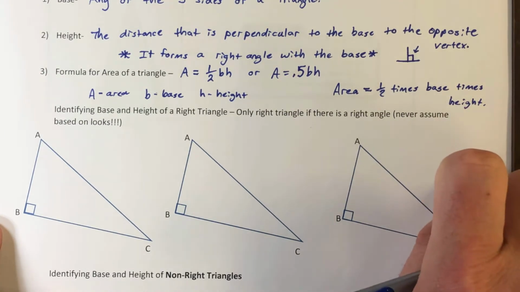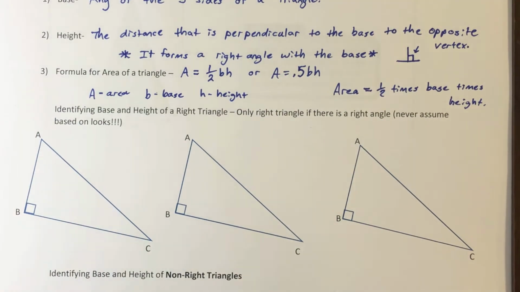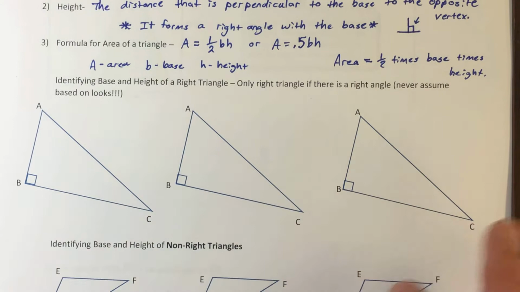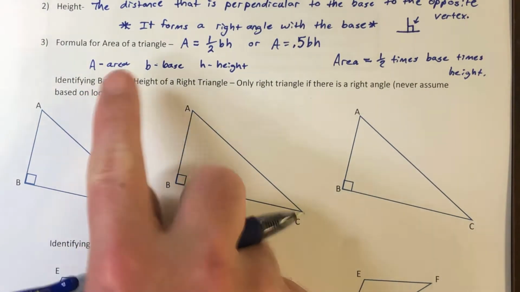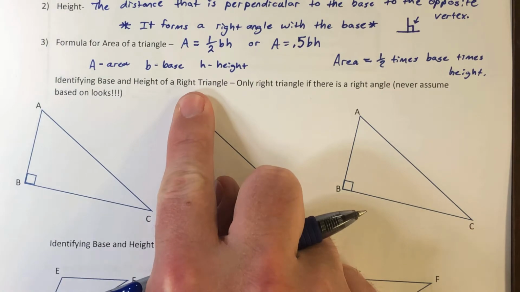All right, so first, before we can start using formulas, we have to be able to identify a base and height of a triangle. You might be like, oh, it should be easy. No, not actually. A lot of people have difficulty finding the height, for example, of a triangle. So we're going to start by looking at the easy ones. We're going to identify a base and height of a right triangle.